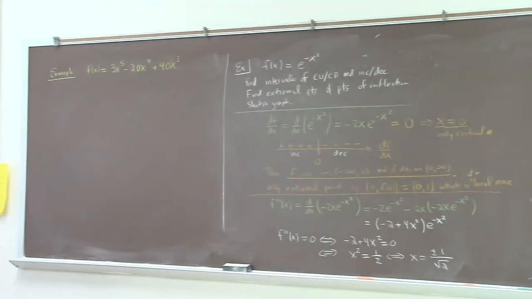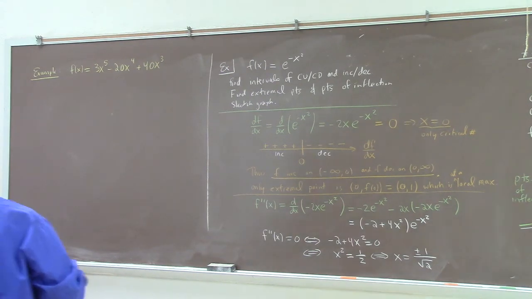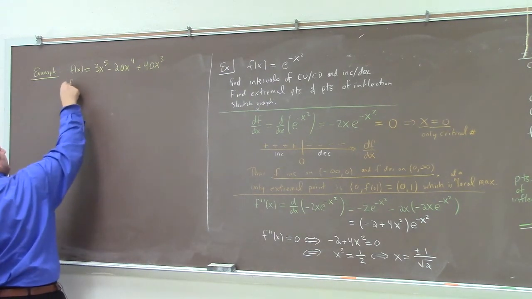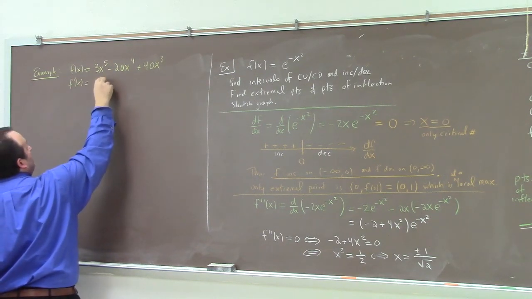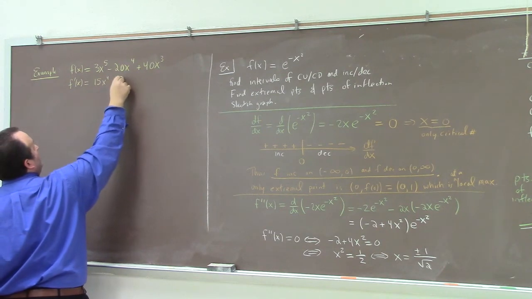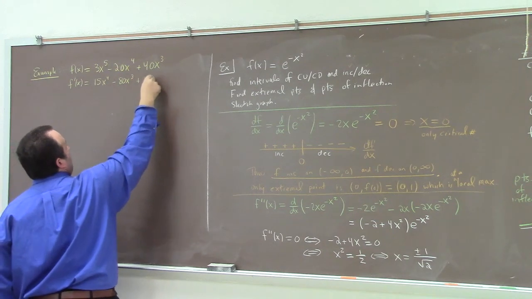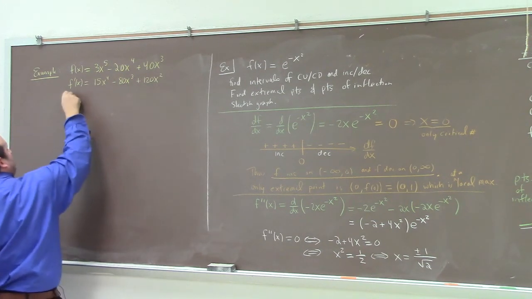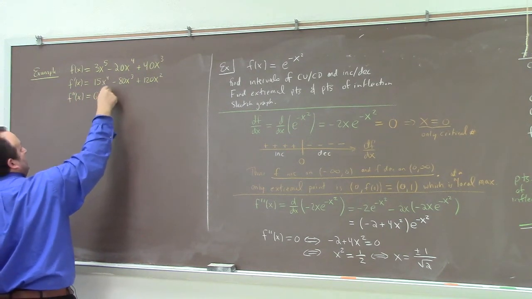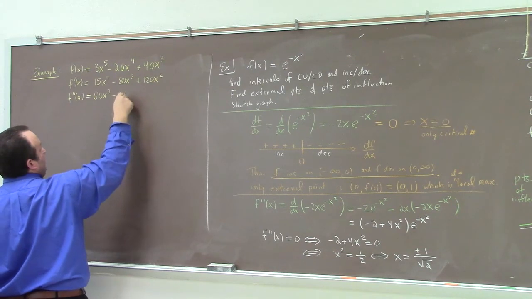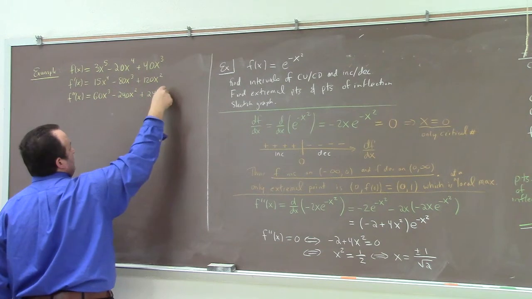And from that we can cipher where it's increasing, decreasing, concave up, concave down, and the rest. So I'm just going to dive right into this and calculate the first derivative. That is 15x to the 4th minus 80x cubed plus 120x squared. And I'm going to calculate the second derivative, while I'm at it: 60x cubed minus 240x squared plus 240x, right?